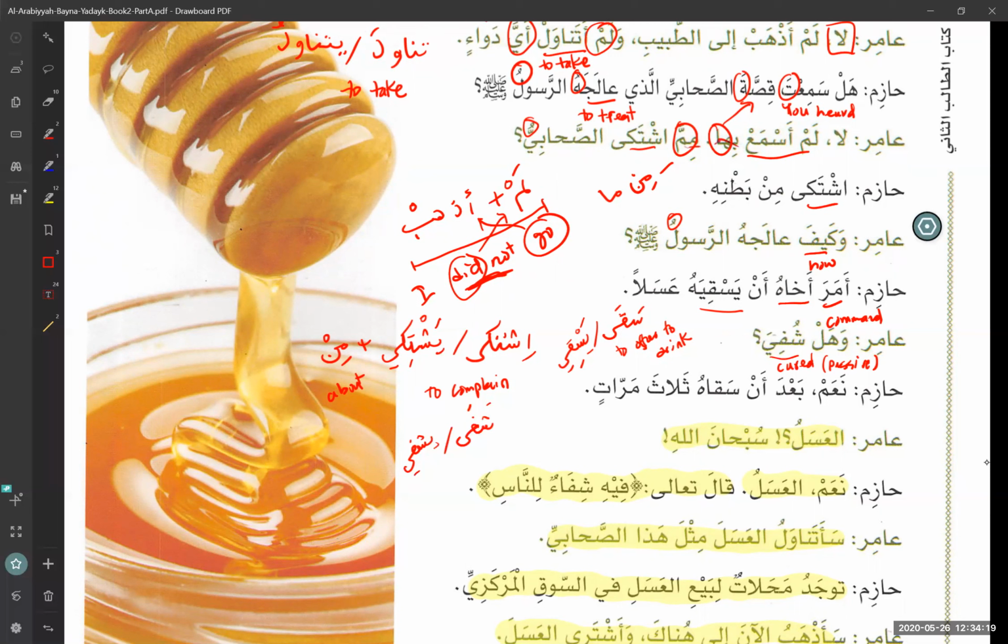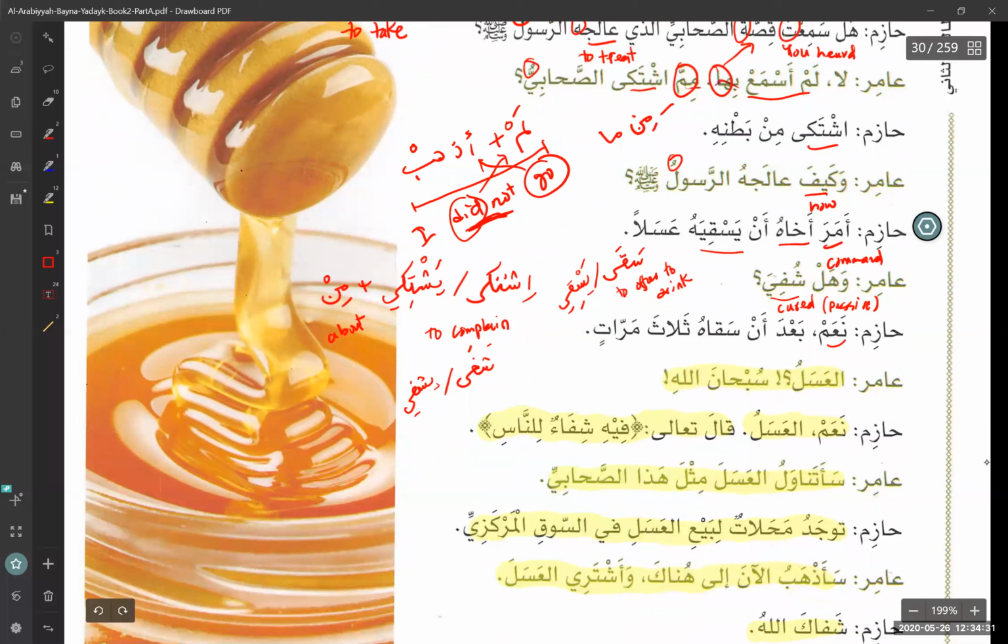Again, we have the harf hal. So that's a question, and for this kind of question we need to answer with naam or la. Here we have naam, yes, he was cured, بعد أن سقاه ثلاث مرات. بعد is after. An, after he what? سقاه, same thing, saqa yasqi. Yasqi is to pour or offer him to drink 3 times. ثلاث مرات. Marat is the plural of marra. Marratun is time: 1 time, 3 times, 4 times. So how many times? 3 times.